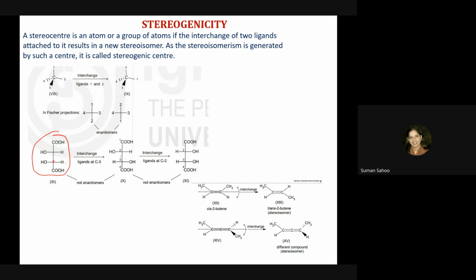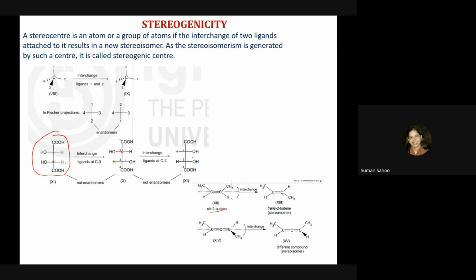Similarly, if we change the ligands at carbon number 2, that is going to give you this compound, and these two are also not enantiomers, they are diastereomers, but still that is a stereoisomer. So we can also say that carbon number 2 is a stereogenic center. Similarly, in case of alkenes, this is cis-2-butene. If we interchange these two groups, then we get trans-2-butene. So cis-2-butene and trans-2-butene are geometrical isomers, giving you another stereoisomer. So we can also say these carbons are stereogenic centers.